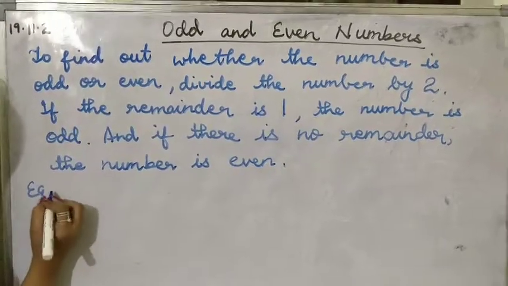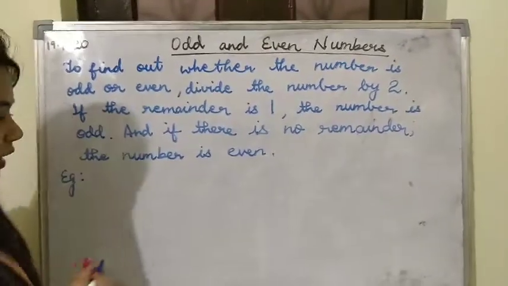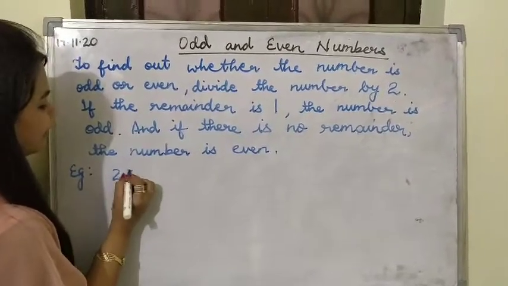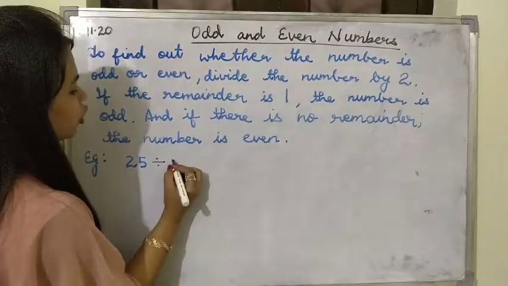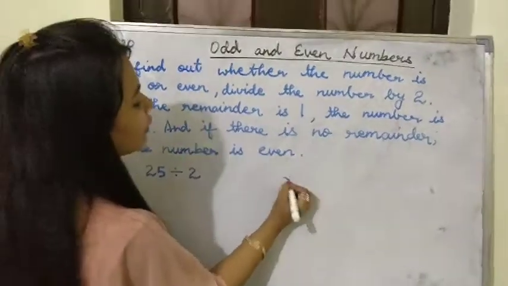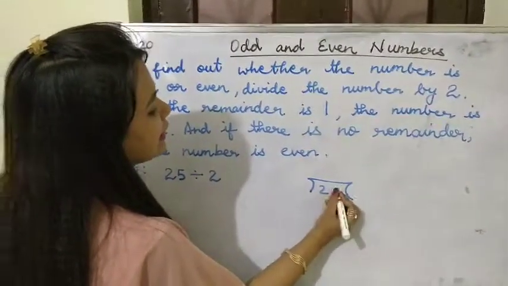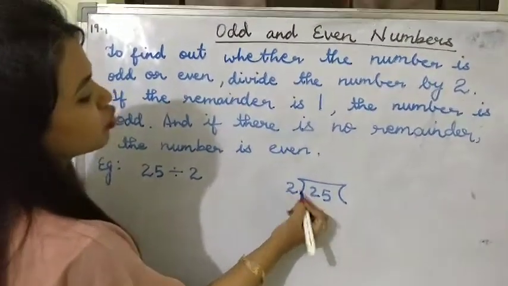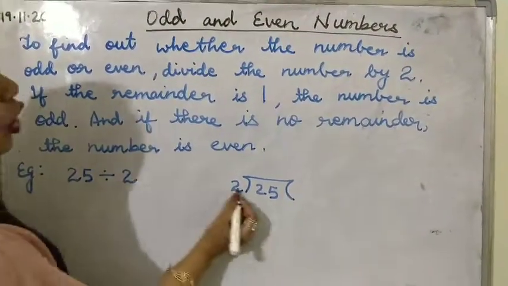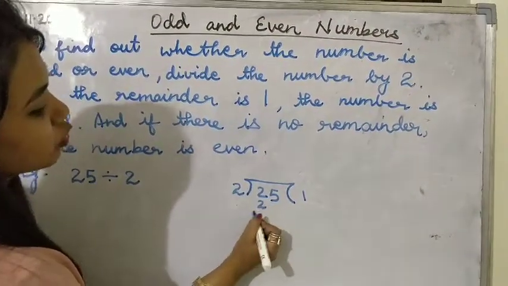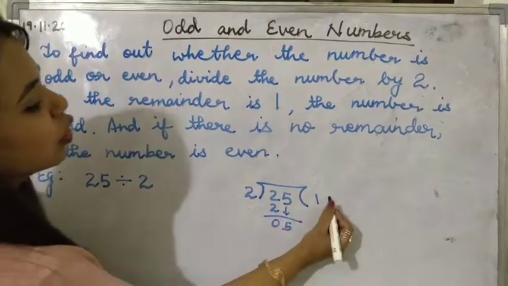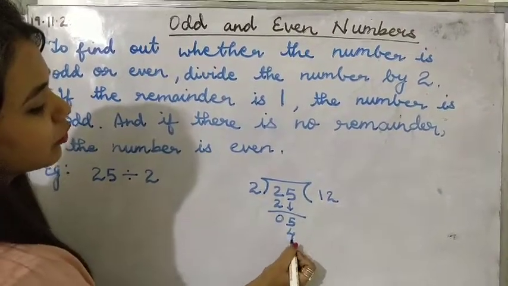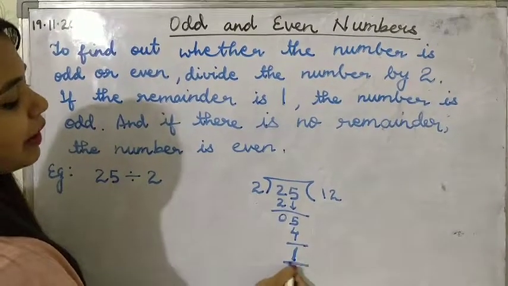Okay, I'll tell you how it will be done. For example, let's take a number 25. You have to divide 25 by 2. Now, how will we divide 25 by 2? Let's see in the rough. Let's divide it by 2. 2 ones are 2. 0. 5 will come down. 2 twos are 4. And 1 is the remainder here.